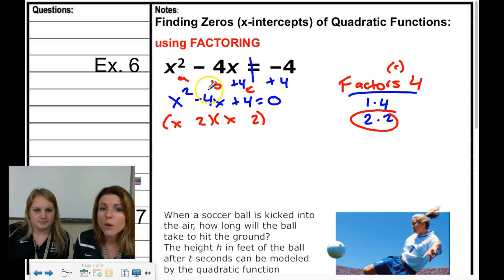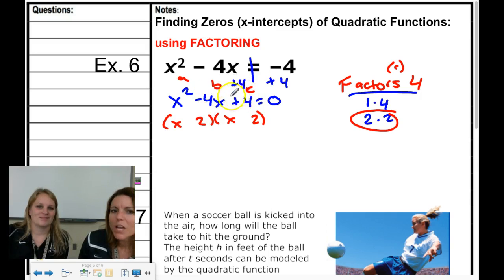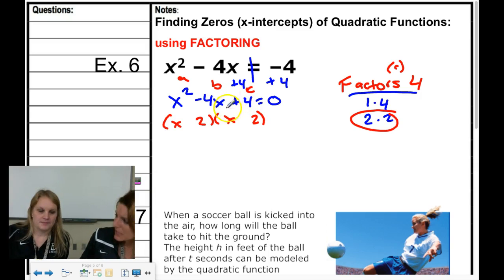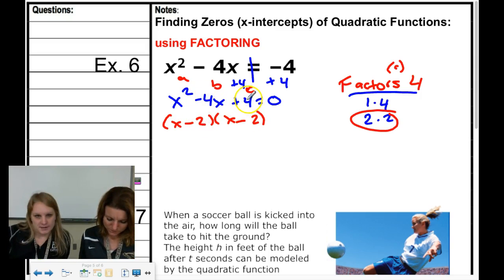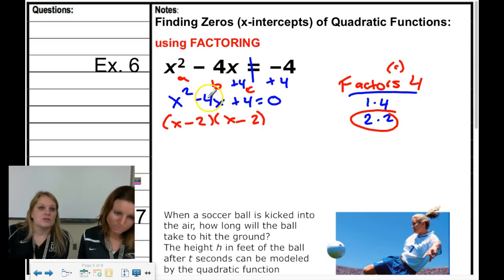Now we need, oh, look at the plus sign. Now I'm going to tell you a hint right now. Either both signs are going to be negative or both signs are going to be positive, because a negative times a negative is a positive, and a positive times a positive is still a positive. Well, if the middle term has a negative, they have to be negative because we have to add them together to get negative 4. So negative 2 times negative 2 gives us a positive 4. Negative 2 plus negative 2 gives us a negative 4.